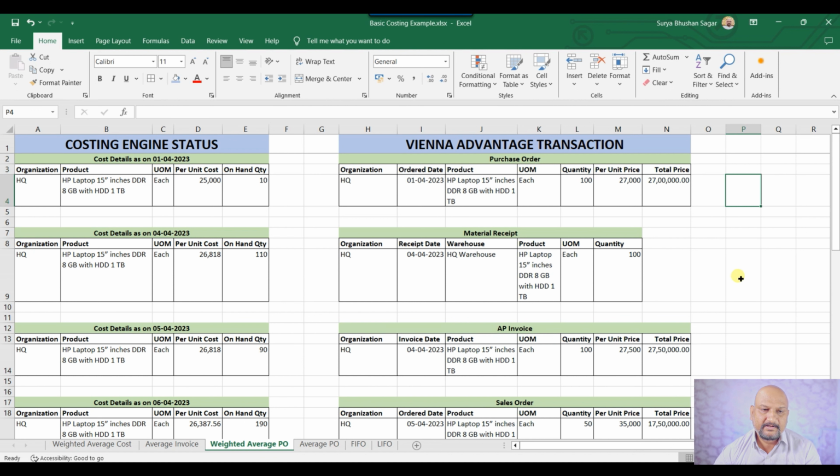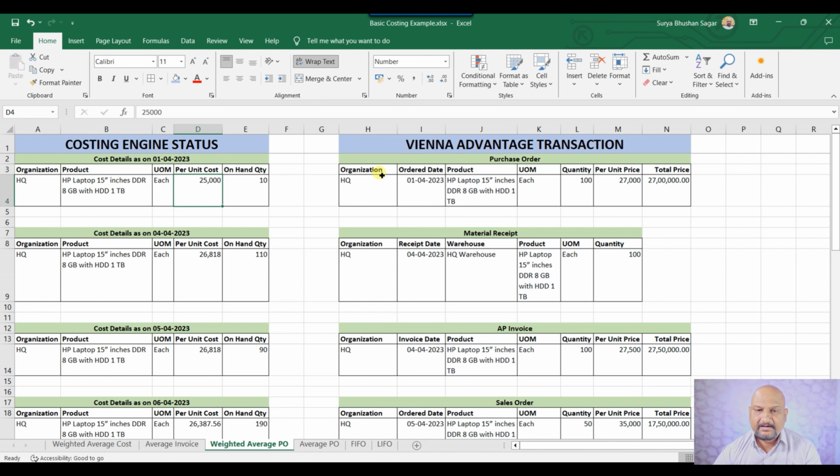So here in the Excel, I have created on the left side my costing engine status, while on the right side there are going to be Oracle Fusion Cloud Advantage transactions. And utilizing these transactions, I will let you know the details on how the costing engine status keeps changing. As you see, on 1st of April there is already a certain quantity with a certain cost available. Our quantity is 10 and our per unit cost is 25,000 for each available quantity.